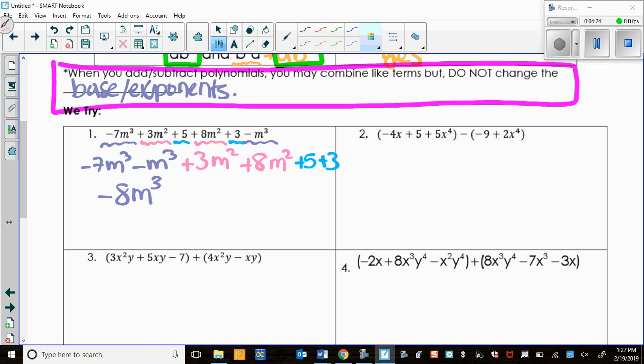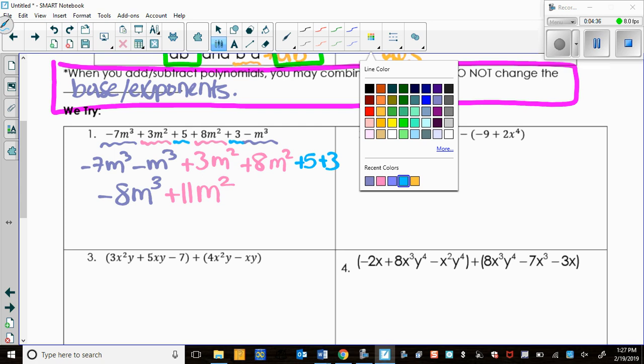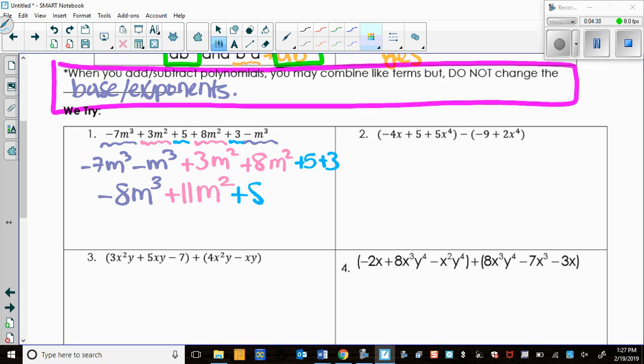So the second one, I have positive 3 plus 8. That is positive 11 m to the 2nd power. I didn't combine any exponents there. And then the very last one is positive. So this is my simplified expression. There's nothing else that I need to combine it with. So there you go. Okay.